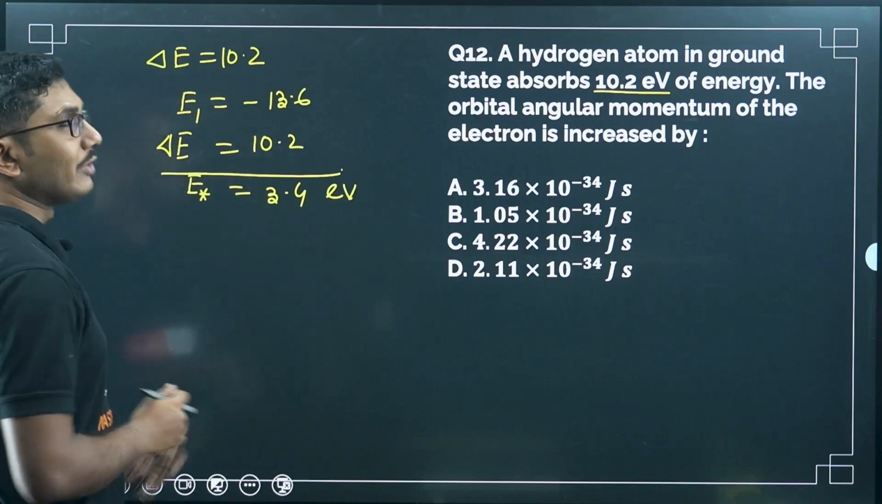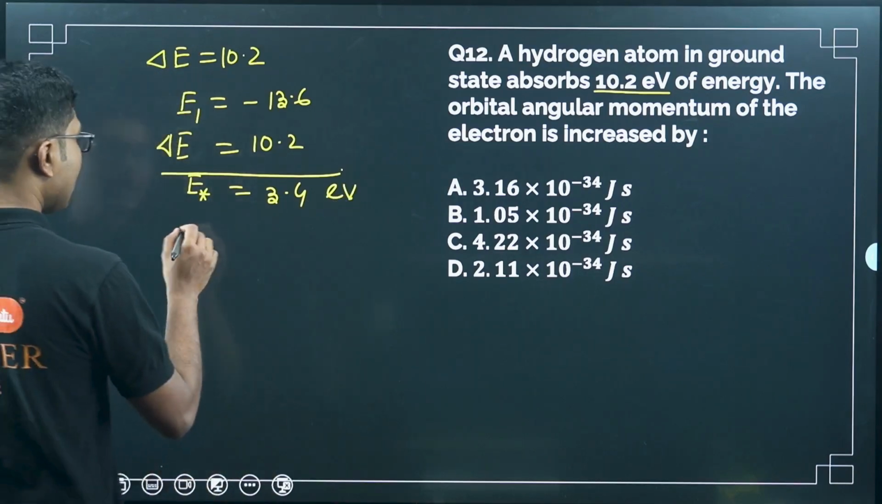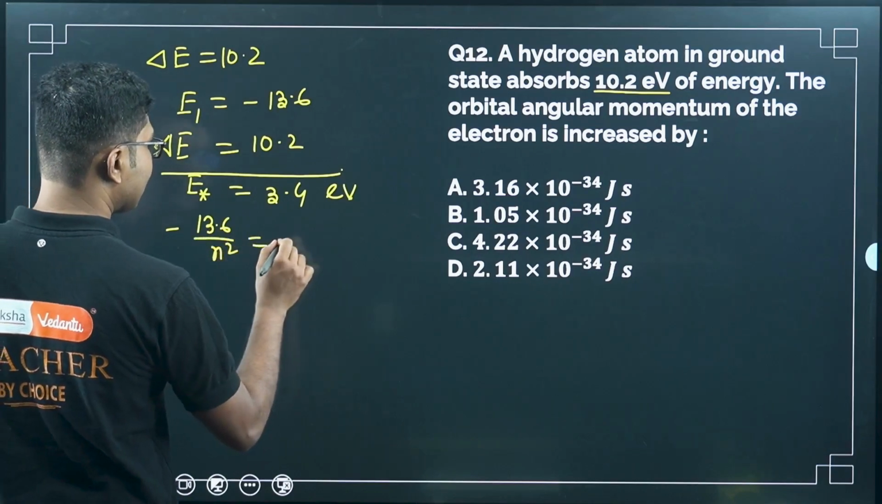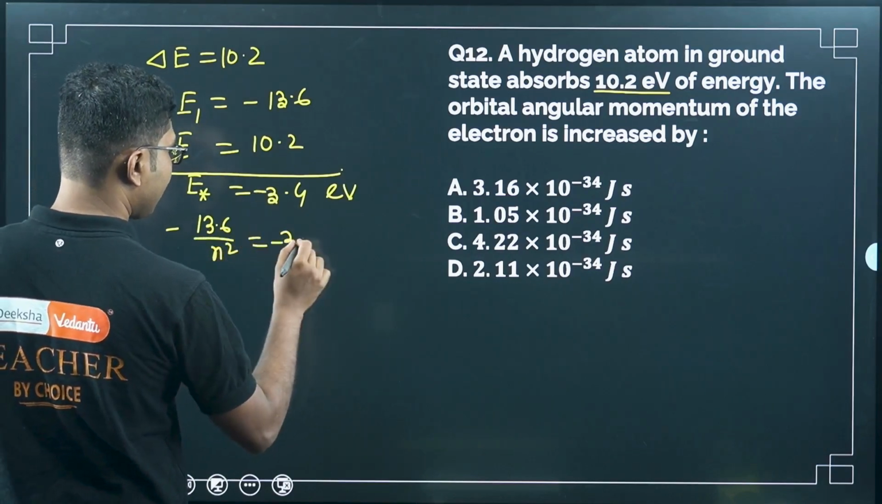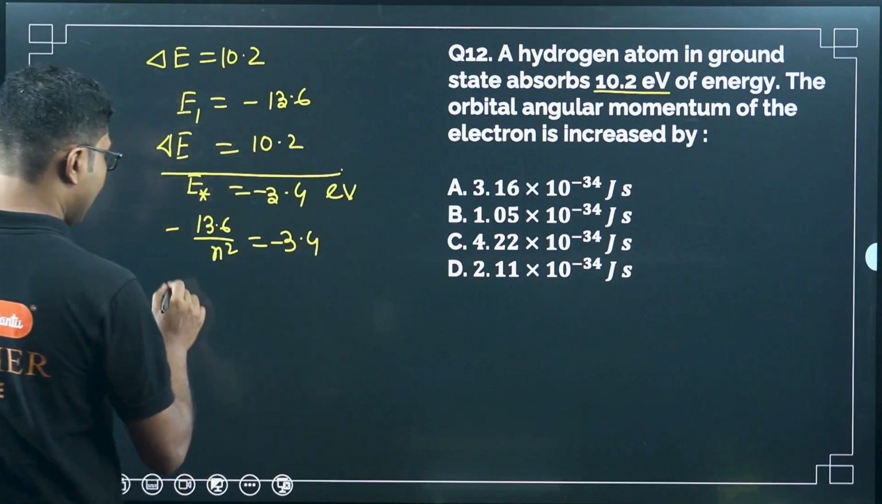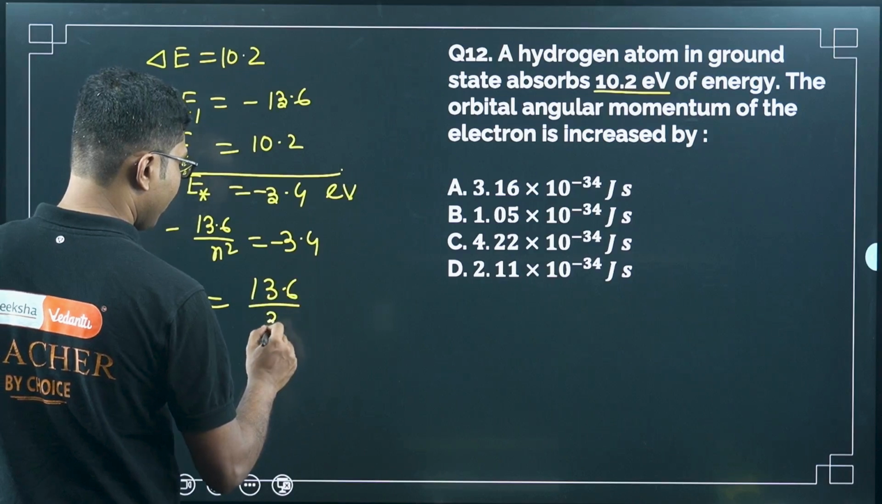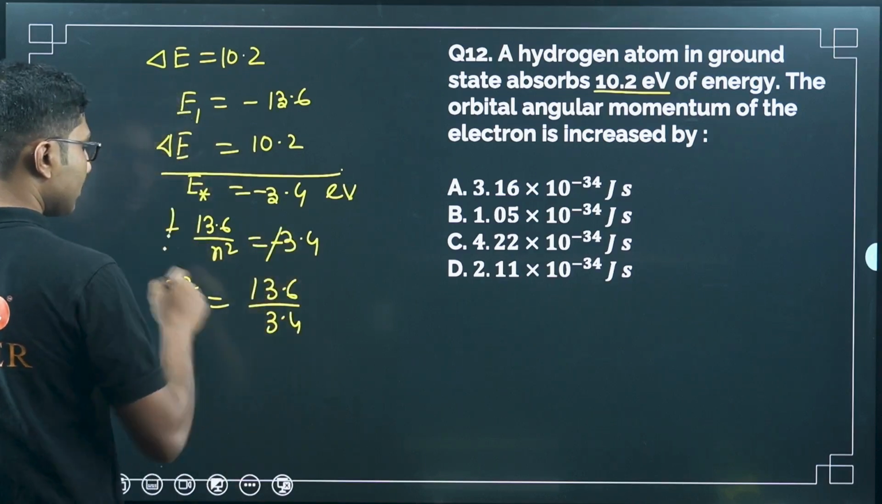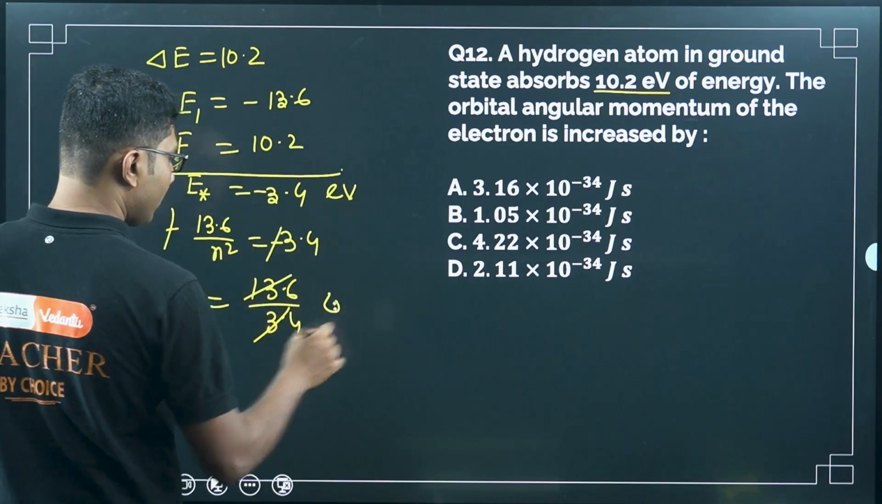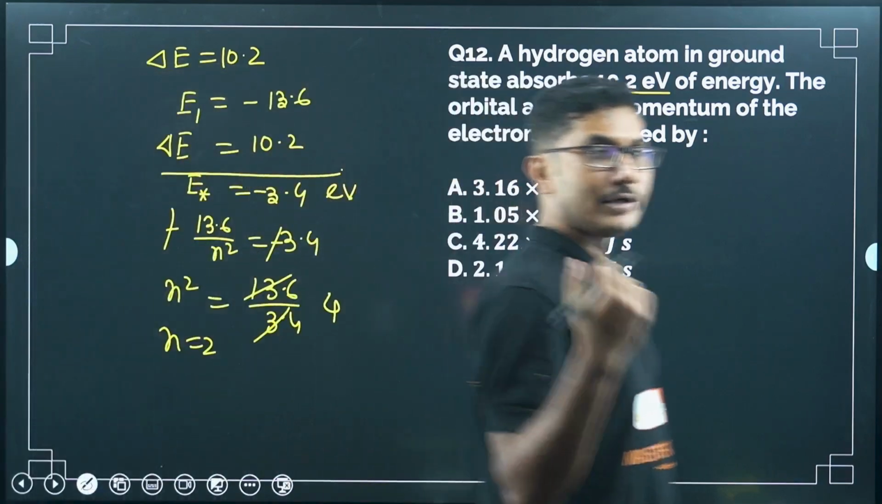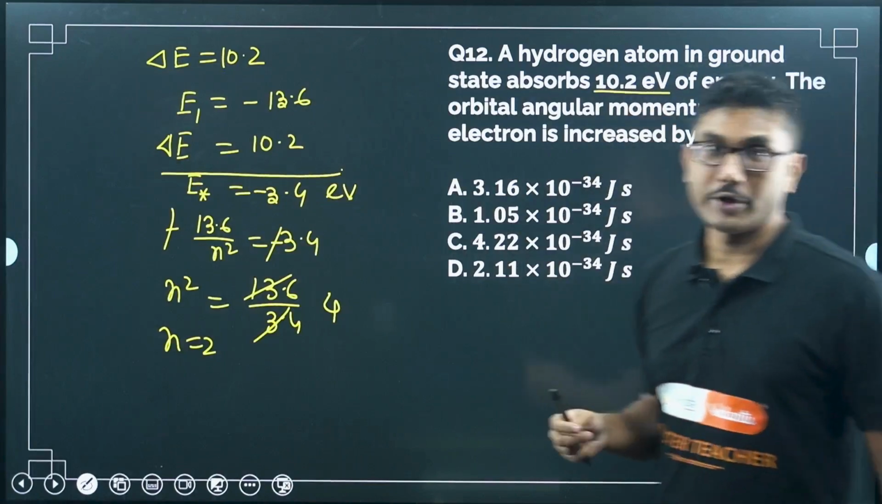So when it will be 3.4 eV, that you have to find. So it is minus 13.6 divided by n square equals minus 3.4. So n square equals 13.6 divided by 3.4, negative cancels. So this will be 4. So n equals 2. But if you know that for n equals 2 the energy difference is 10.2, then it will be very easy for you.